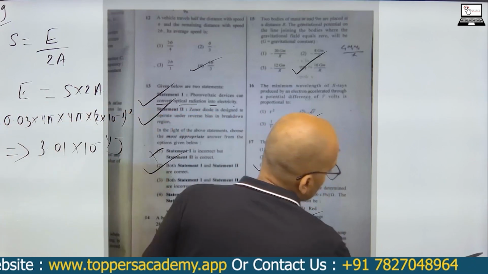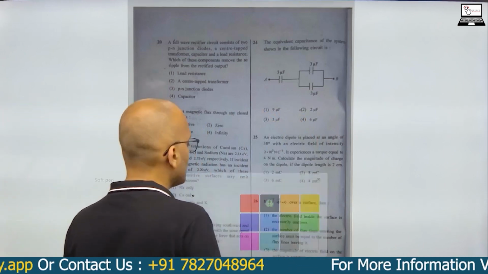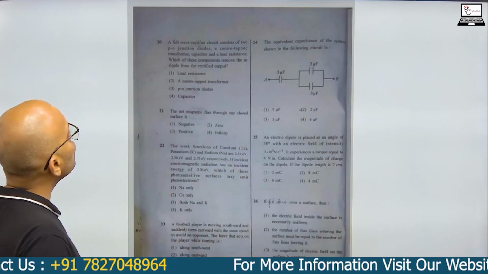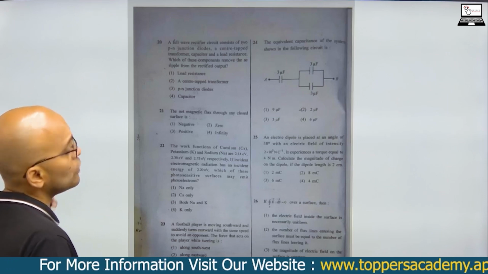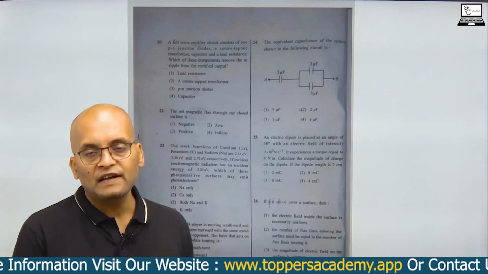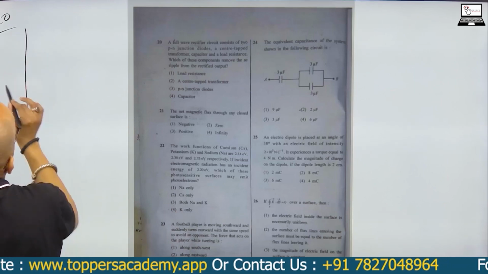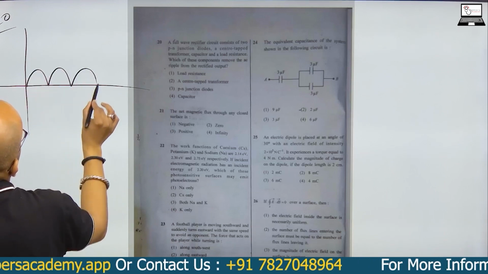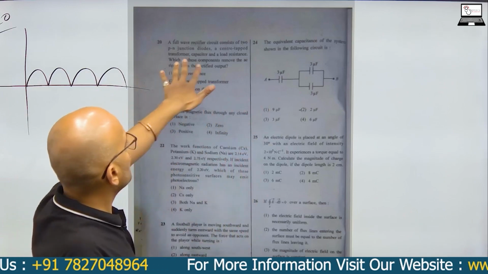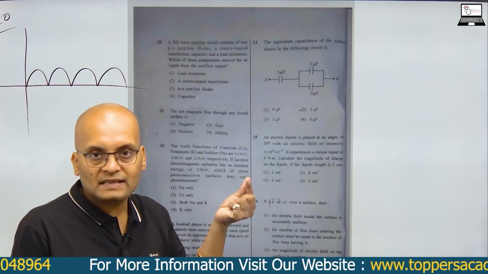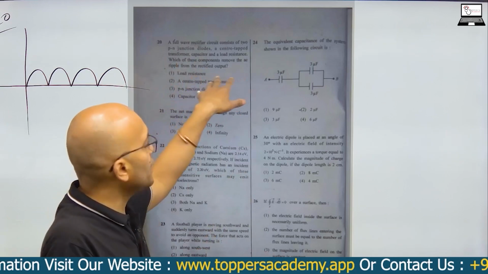Clear? Next, it is saying a full wave rectifier circuit consists of 2 PN junction diodes and a center tapped transformer, capacitor and load resistance. Now see, we all know what full wave rectifier does. It converts AC into DC. Yes or no? Transformer is there to provide the voltage. Load resistance, you will obtain output here. Capacitor is there. Okay, so it is asking which component removes the ripple.